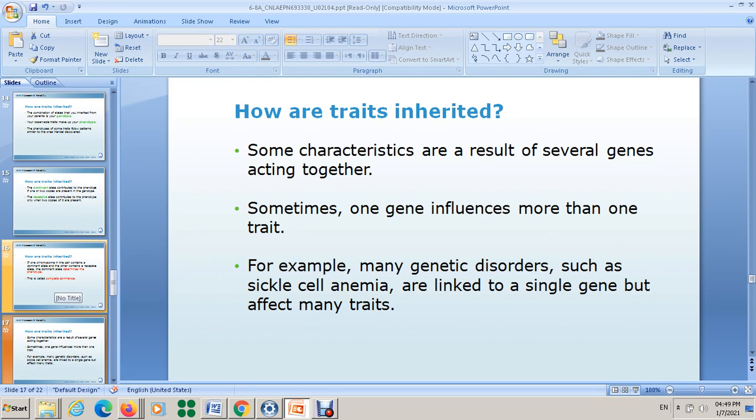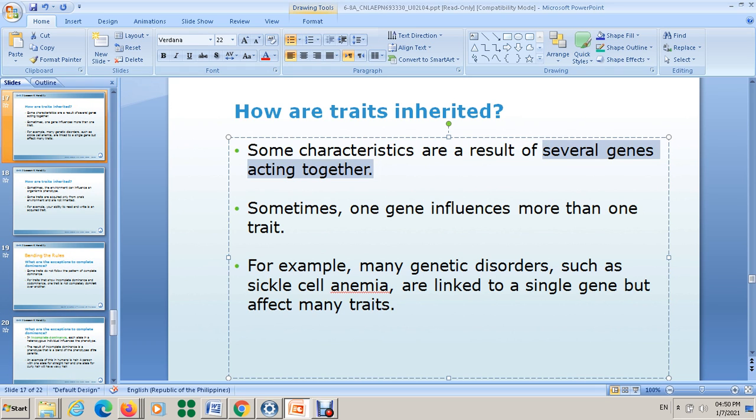Hello everyone. In the previous video we were talking about complete dominance and how the dominant will appear as a phenotype if the genotype carries only one of these alleles as dominant. Now we want to talk about how traits are inherited and what is responsible. We were talking about the dominant. Now I want to talk about some characteristics that are the result of several genes acting together.